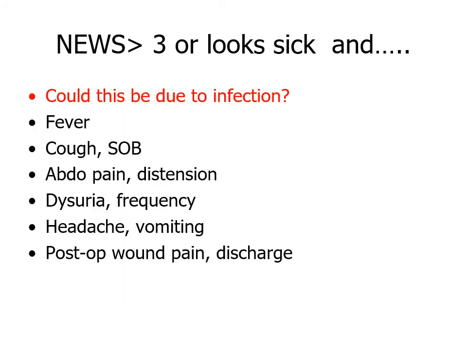The initial assessor or triage nurse will often ask for symptoms such as fever, cough, shortness of breath, dysuria, frequency, etc., to try and ascertain whether the patient has symptoms of an infection. Because obviously patients who have a NEWS score greater than 3 or look sick can be due to other non-infective causes such as trauma, subarachnoid hemorrhage, etc. So the clinical picture clearly plays a role as well. So the combination of a NEWS score greater than 3 and symptoms of infection doesn't in and of itself equal sepsis.